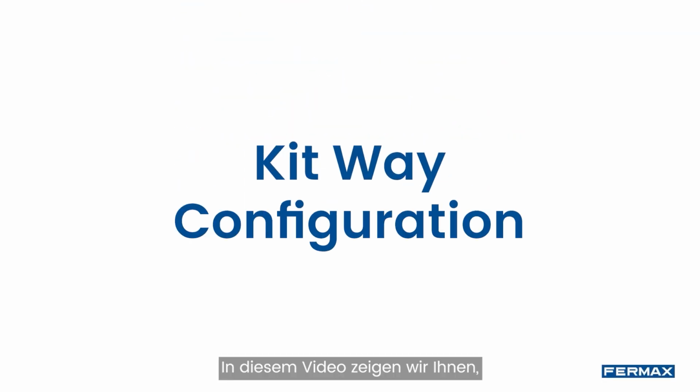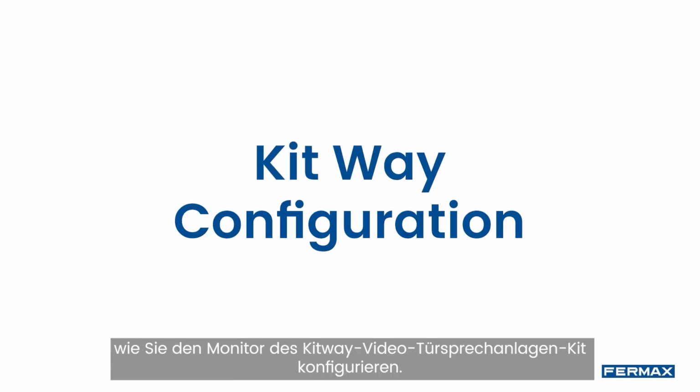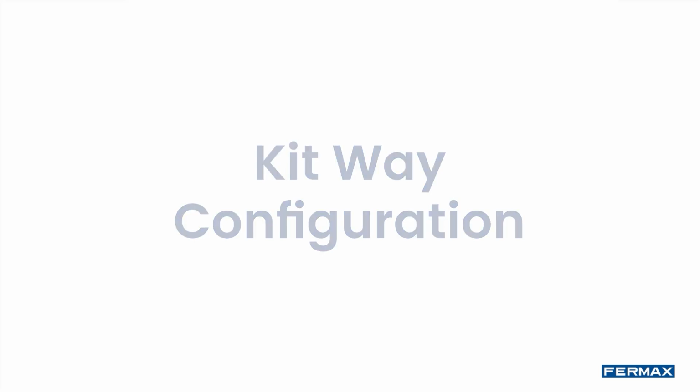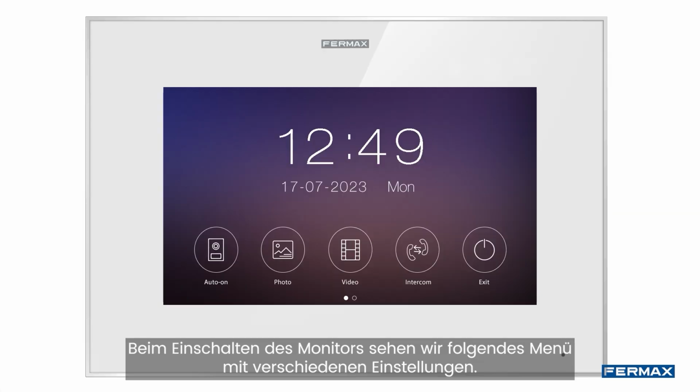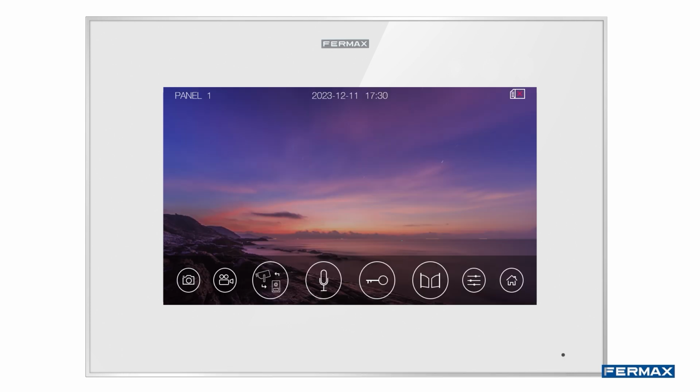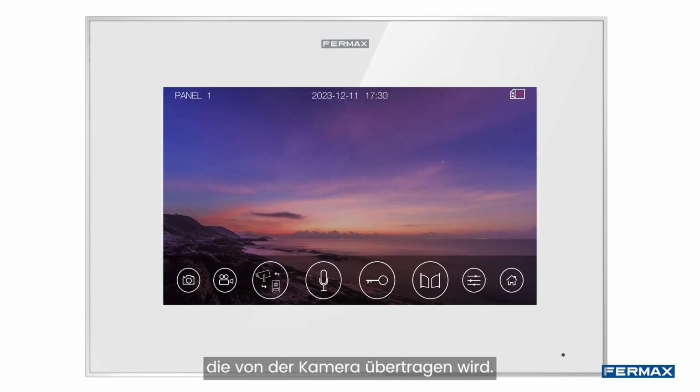In this video, we'll show you how to configure the monitor of the KIT WAY Video Door Station Kit. When turning on the monitor, we see the following menu with different settings. If we press the Auto On button, we'll see the live view of the street provided by the camera.